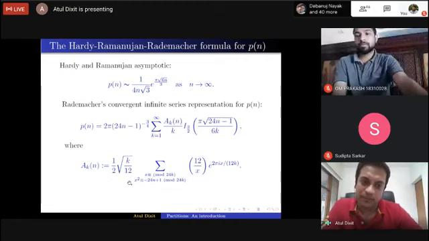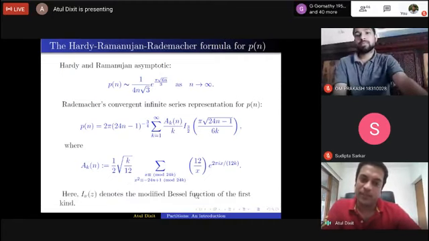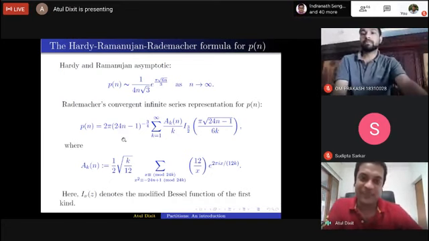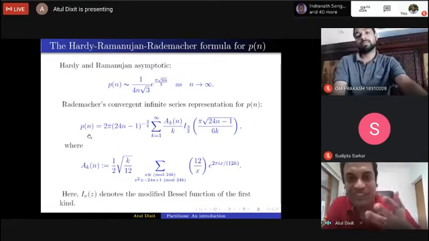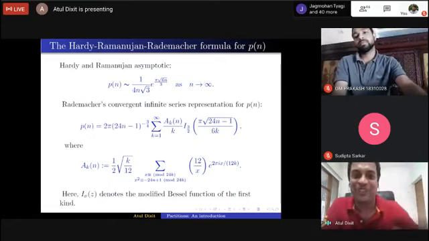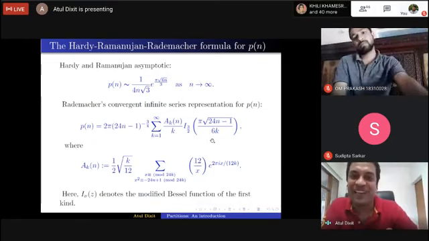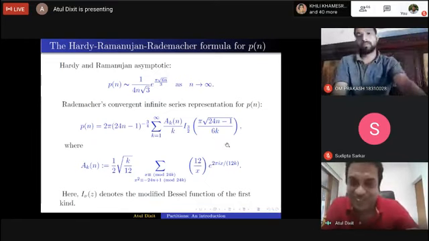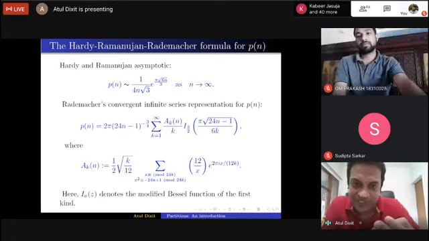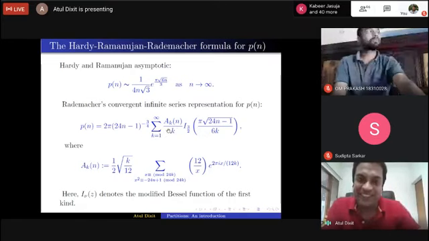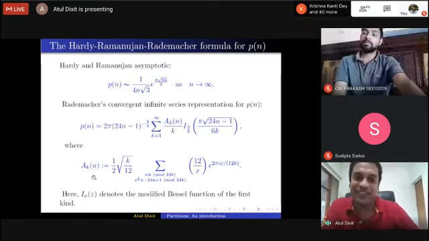It's a Kloosterman sum, and this I is the I-Bessel function, the modified Bessel function of the first kind. When you see this for the very first time, it's a completely crazy formula, because on the left-hand side, you have an innocent function like p(n), where you are just counting how many partitions of n there are. On the right-hand side, you have a formula where analysis creeps in. You have special functions in there, because you have modified Bessel functions, and then infinite series, and even the function A_k(n) is quite involved.